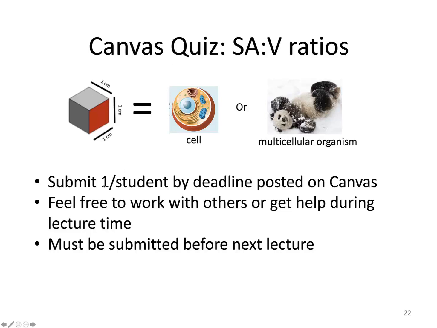And so for this Canvas quiz, please submit it, one per student, by the deadline that's posted on Canvas. Feel free to work with others or get help during lecture time. And please make sure it's submitted by the deadline that's posted, which is before the next lecture.